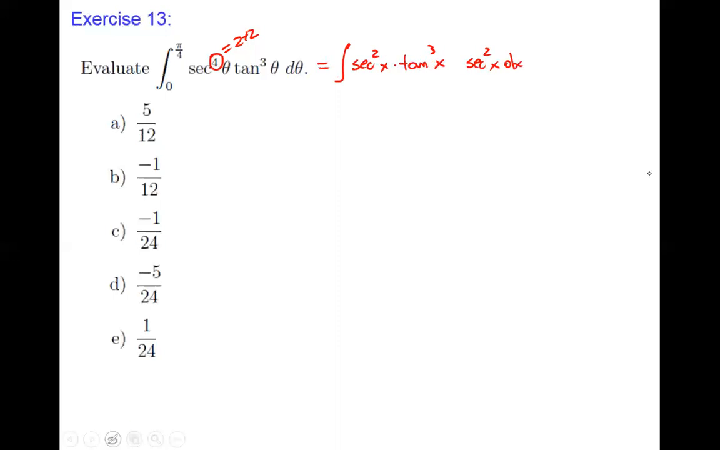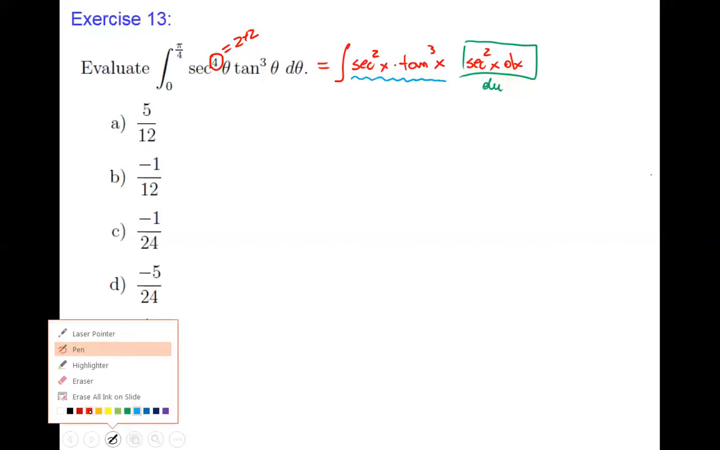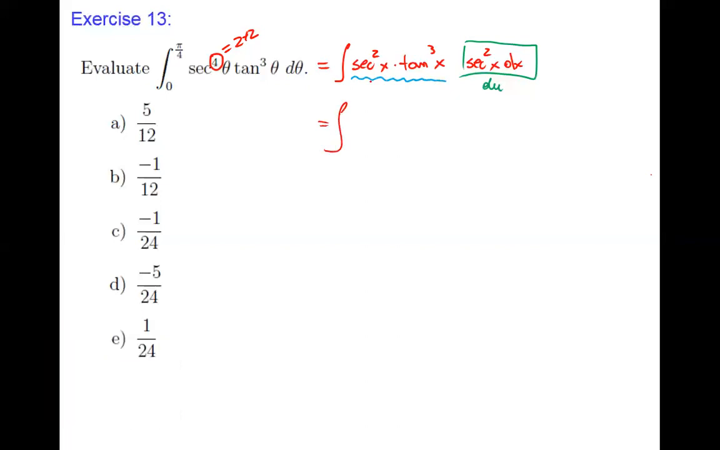And I want the last part to be du. This secant square of x is the derivative of tangent. This means that the entire integrand must be rewritten in terms of tangent. Secant square is 1 plus tangent square of x. Oh, actually I used x. It's okay, I can use it since theta is x.